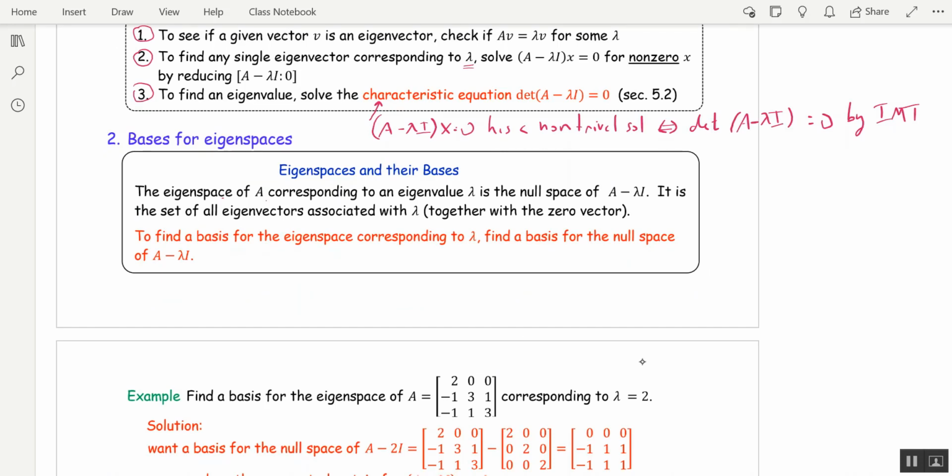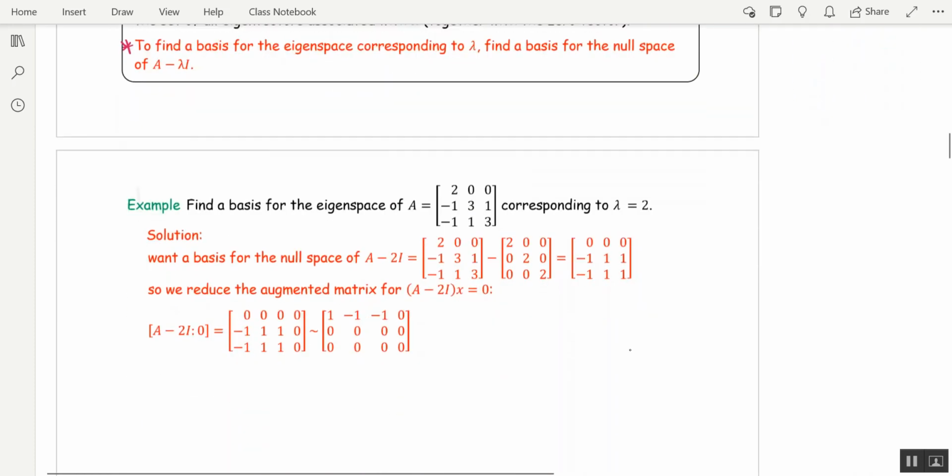If you have a matrix A and a corresponding eigenvalue lambda, then the eigenspace corresponding to that eigenvalue is a vector space. It's the vector space defined by the null space of A minus lambda I. So we're going to be finding a basis for the null space of A minus lambda I for given lambdas. And that's the sentence in red. So let's do it for this example here.